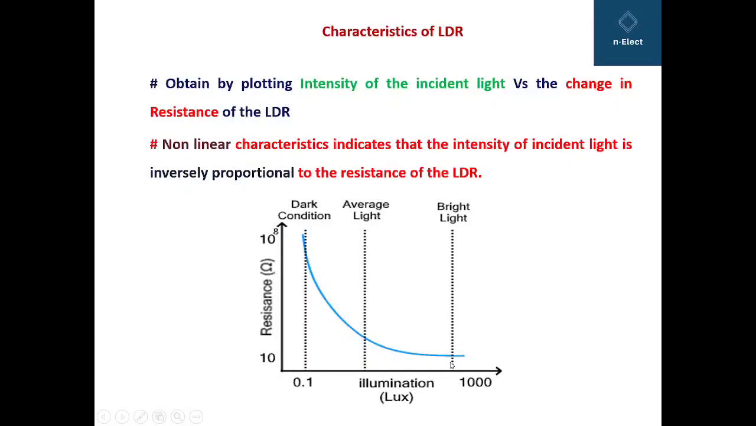Characteristics of LDR are as shown. They are obtained by plotting the graph between the intensity of incident light versus the change in resistance of the LDR. They are non-linear in nature, as you can see. This indicates that the intensity of incident light is inversely proportional to the resistance of LDR. As you can see, as the intensity of light increases, the resistance comes down.